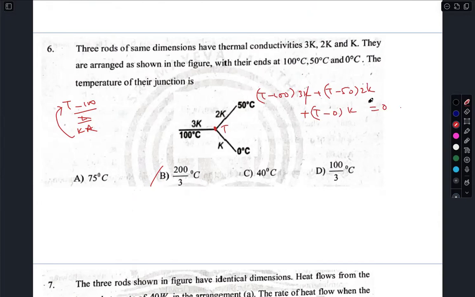So therefore, you cancel K everywhere. 3T minus 300 plus 2T minus 100 plus T is equal to 0. 3T, 2T, 5T, 5T, T, 6T is equal to 400. So therefore, T is 200 by 3, correct.